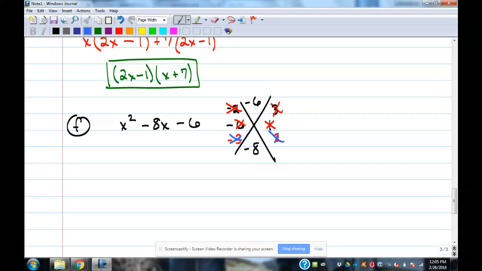If that happens, then that means that this guy won't factor. We call it prime. Prime means it will not factor. When you say a polynomial is prime, it means it won't factor. All right. Easy enough.